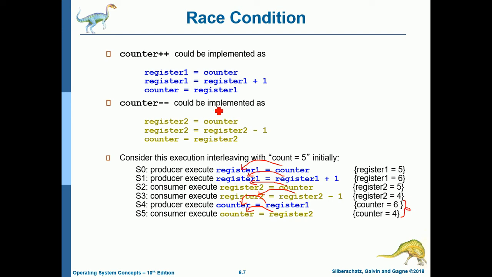the counter should be the same. So if the producer adds a new buffer, it should also be reflected with the consumer. And if the consumer consumes the buffer, it should also update the producer that the consumer has consumed a buffer. But for this example, as you can see, the counter for register 1 is 6 while the value for the consumer is 4. So there is the so-called race condition.